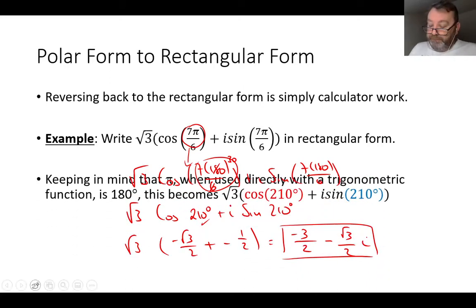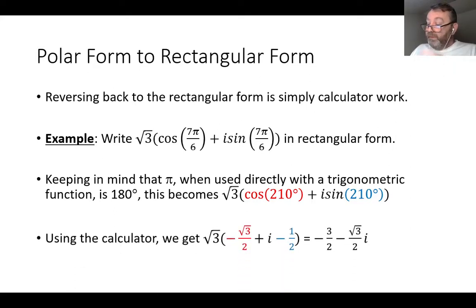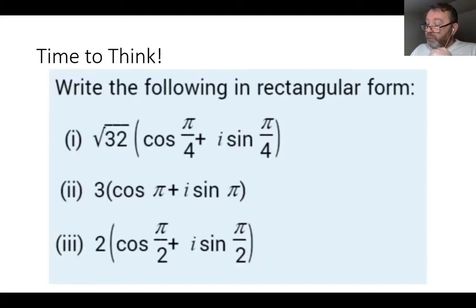Okay, so keeping in mind that pi, when used directly with trigonometric functions, is 180, this becomes 3 times cos 210, i times sine 210, and using the calculator you get, as I had a moment ago, minus 3 over 2 minus root 3 over 2i. Again, pause and off you go with these. I want you to take a look at those and try and turn these from polar form back into rectangular form. And again, I'll put the solutions up later on if you've got a difficulty with them. Pause and off you go.